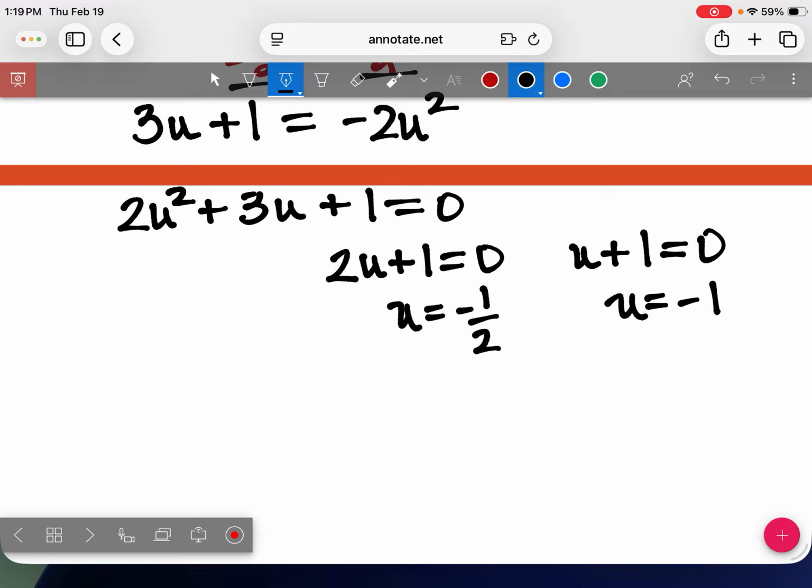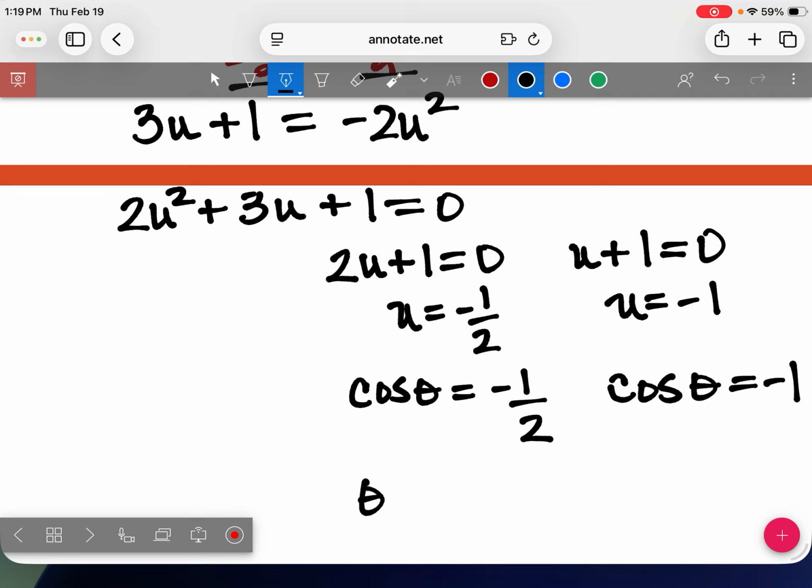So most of you all who did it made it to -1/2 and -1, so that's good. So what did we say u was equal to again? Cosine. So where on the unit circle is cosine -1/2? And where on the unit circle is cosine -1? So it's -1/2. So Janiyah, what did you put for, where is cosine -1/2?